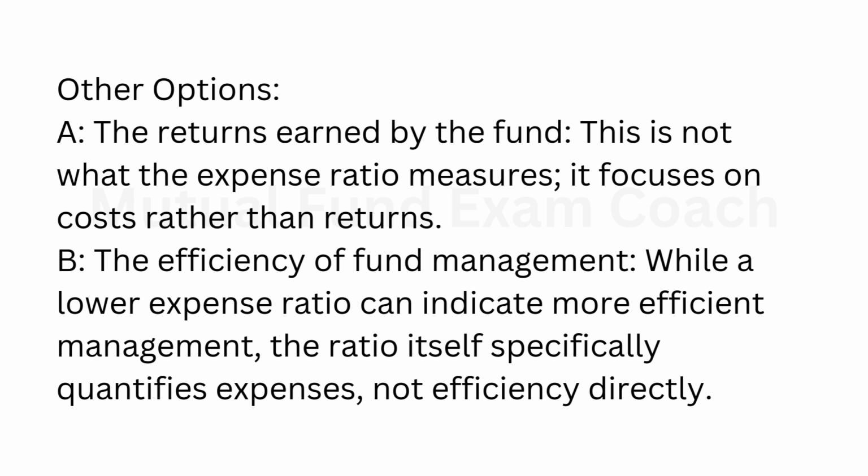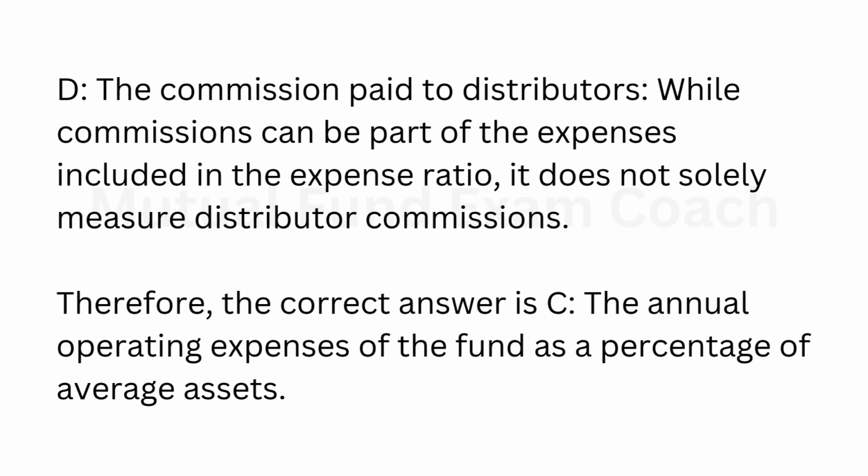Other options. A. The returns earned by the fund. This is not what the expense ratio measures, it focuses on costs rather than returns. B. The efficiency of fund management. While a lower expense ratio can indicate more efficient management, the ratio itself specifically quantifies expenses, not efficiency directly. D. The commission paid to distributors. While commissions can be part of the expenses included in the expense ratio, it does not solely measure distributor commissions. Therefore, the correct answer is C. The annual operating expenses of the fund as a percentage of average assets.